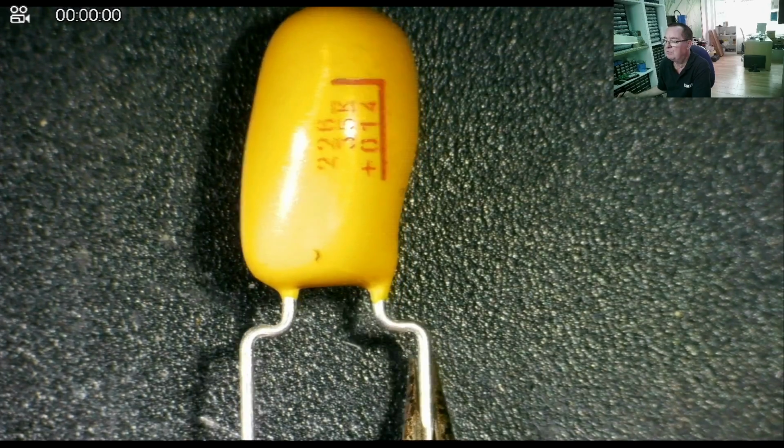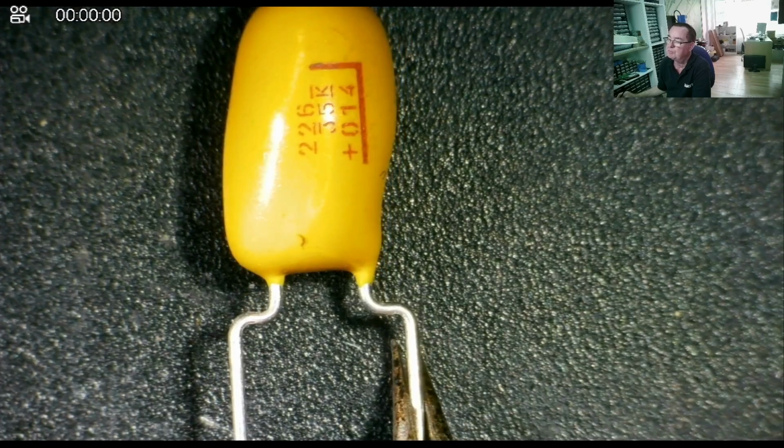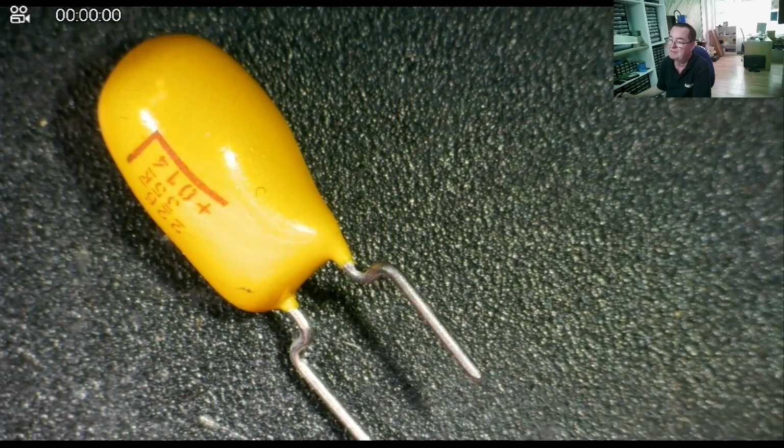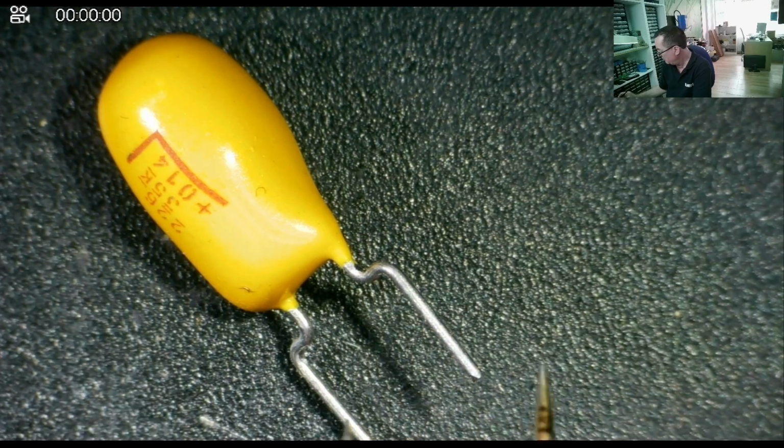Also notice that the lead, which is marked as the positive lead with the plus sign, specifies the polarity, positive.